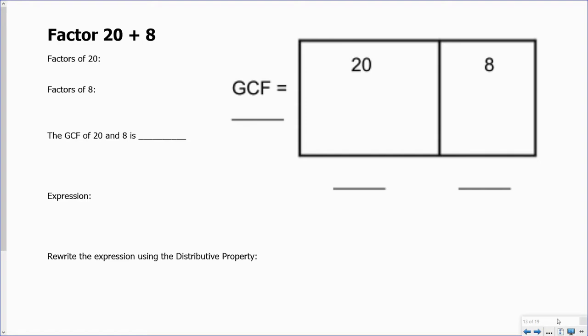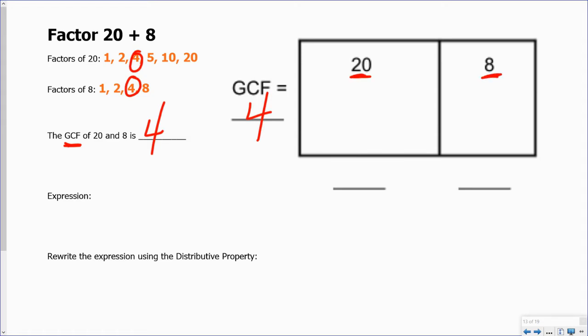So here, my factors of 20 are 1, 2, 4, 5, 10, and 20. My factors of 8 are 1, 2, 4, and 8. So I want to look for the greatest common factor of 20 and 8, and that looks to be 4. That's the biggest number that goes into both of those. So I put my 4 here, and here again, my greatest common factor that goes into both 20 and 8.